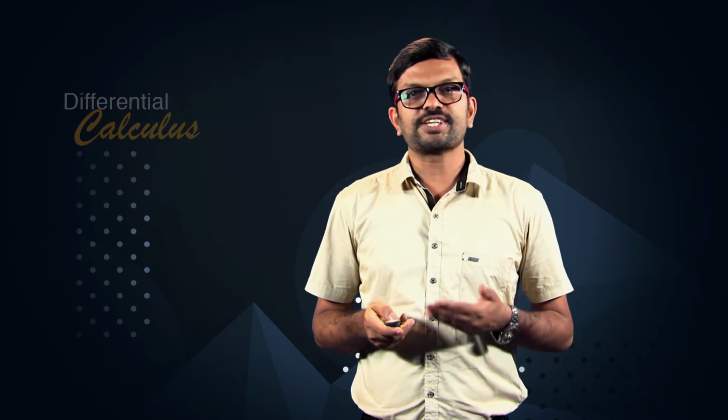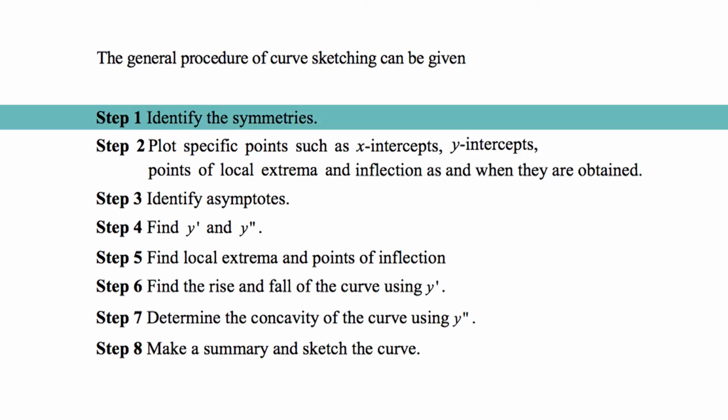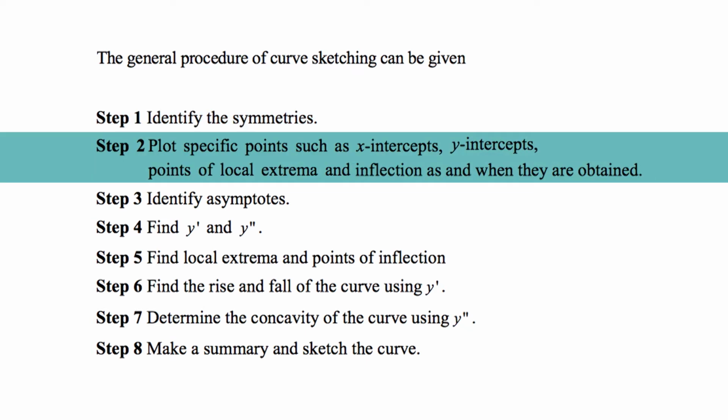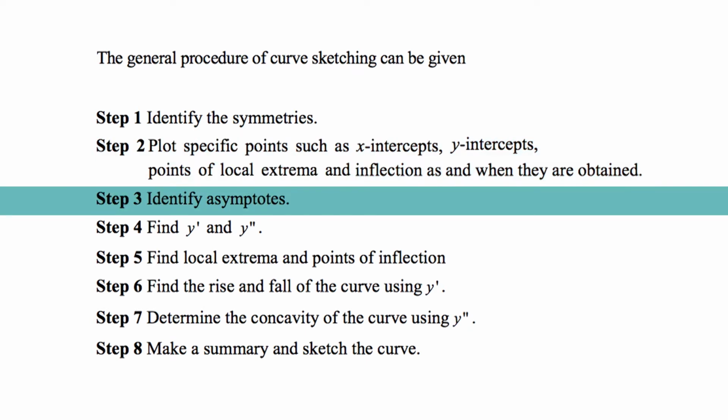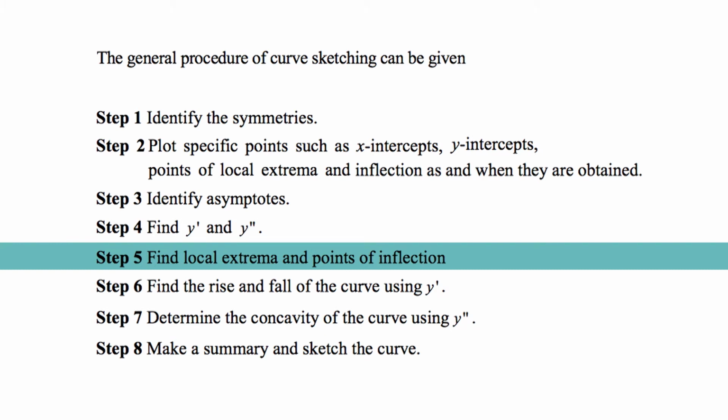Now, let us move on to sketching curves. The general procedure of curve sketching can be given as: step 1, identify the symmetries. Step 2, plot specific points such as x intercepts, y intercepts, points of local extrema and inflection as and when they are obtained. Step 3, identify asymptotes. Step 4, find y dash and y double dash. Step 5, find local extrema and points of inflection.